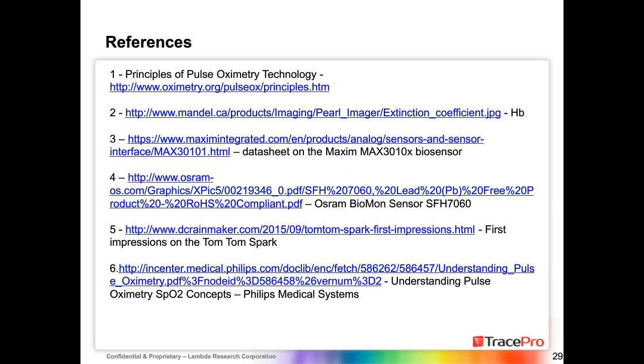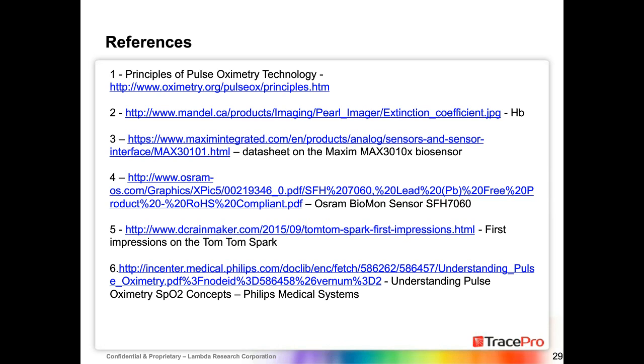I have a whole bunch of references that I used during this talk. If you're new to pulse oximetry, I would suggest that you download the Principles of Pulse Oximetry from the oximetry.org site. That's my reference number 1. The nice little chart, the graph that I showed of oxygenated versus deoxygenated hemoglobin, that's reference number 2. If you're interested in some of these off-the-shelf sensors, please use references 3 and 4 to look at the MAXIM MAX3010X biosensor and the OSRAM SFH7D60.